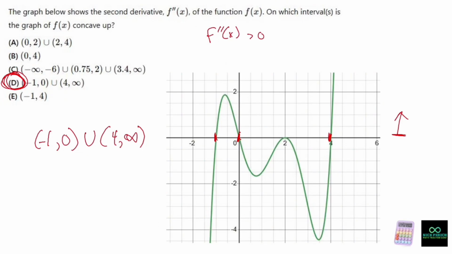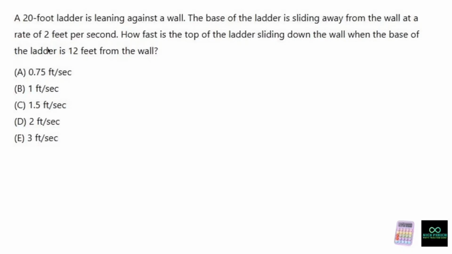No calculator needed. A 20-foot ladder is leaning against the wall. The base of the ladder is sliding away from the wall at a rate of 2 feet per second. How fast is the top of the ladder sliding down the wall when the base of the ladder is 12 feet away from the wall? All right, so this is a related rates problem, and this is a calculator problem, but I'm not convinced we're going to need the calculator. Maybe we will, maybe we won't. Let's draw a picture and let's draw what we know.